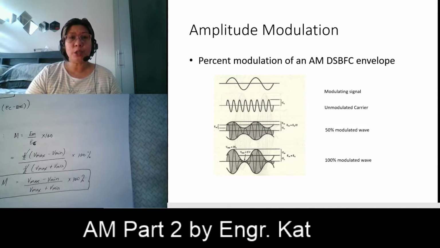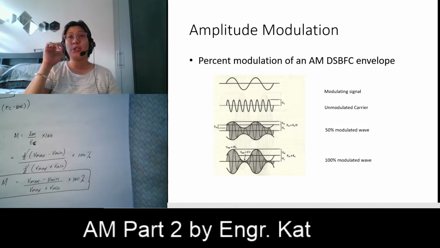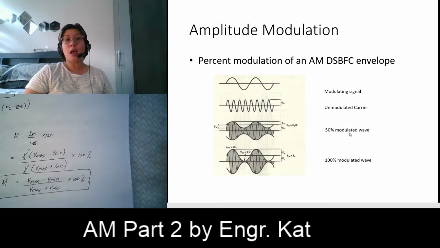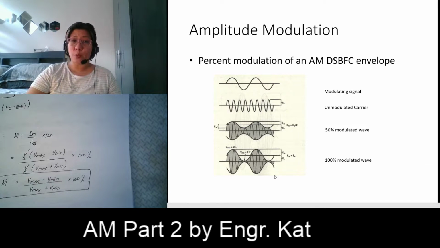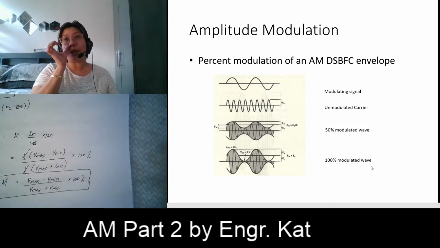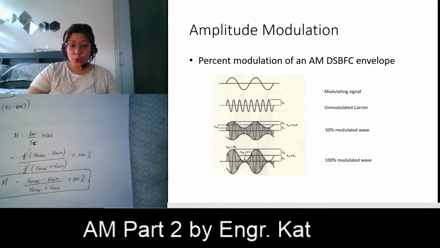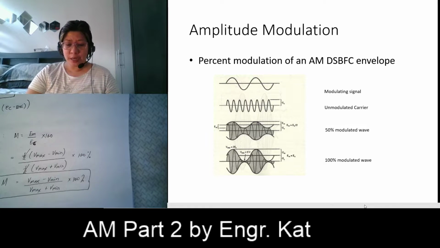So showing here is the modulating signal, and then the unmodulated carrier. So we have here your two types of modulation index or modulation coefficient. So we have here a 50% modulated wave, and we have here a 100% modulated wave. Okay, so the ideal for AM is 100 percent modulation. So when we say 100% modulation, that is the peak amplitude of your modulating signal is equal to the peak amplitude of your carrier signal.